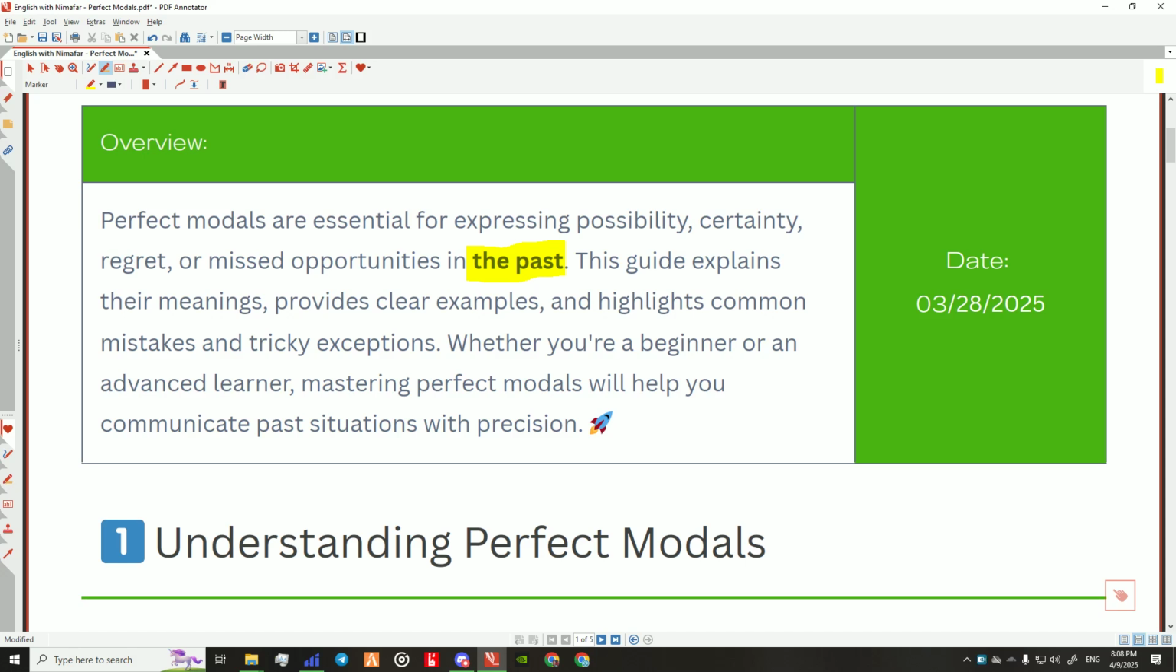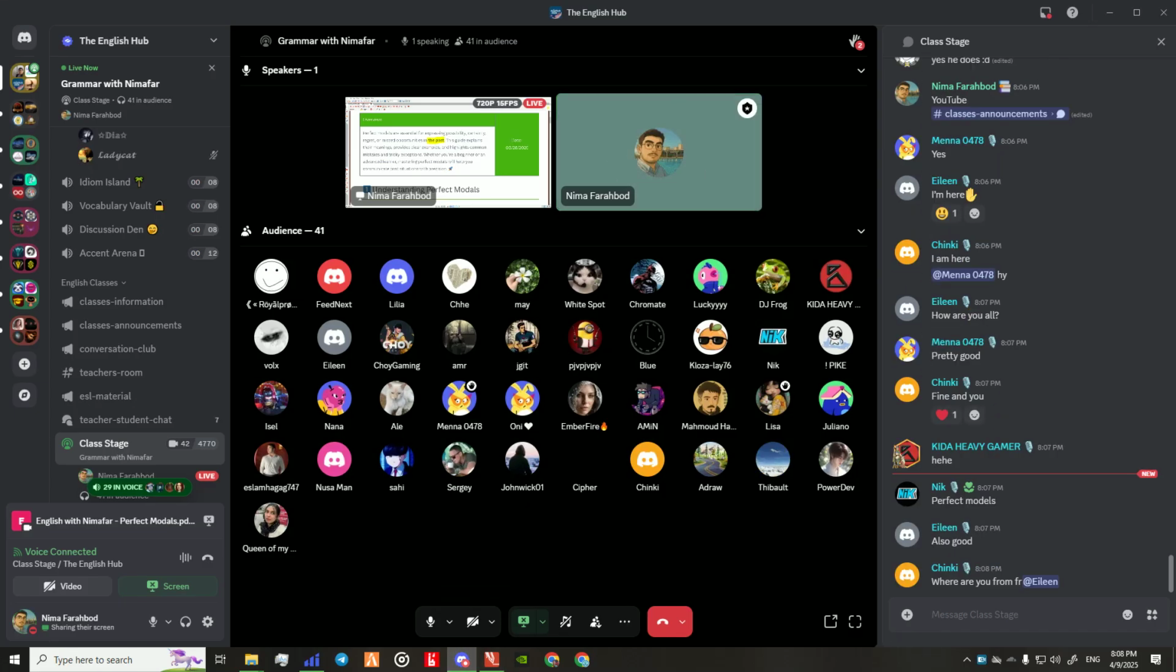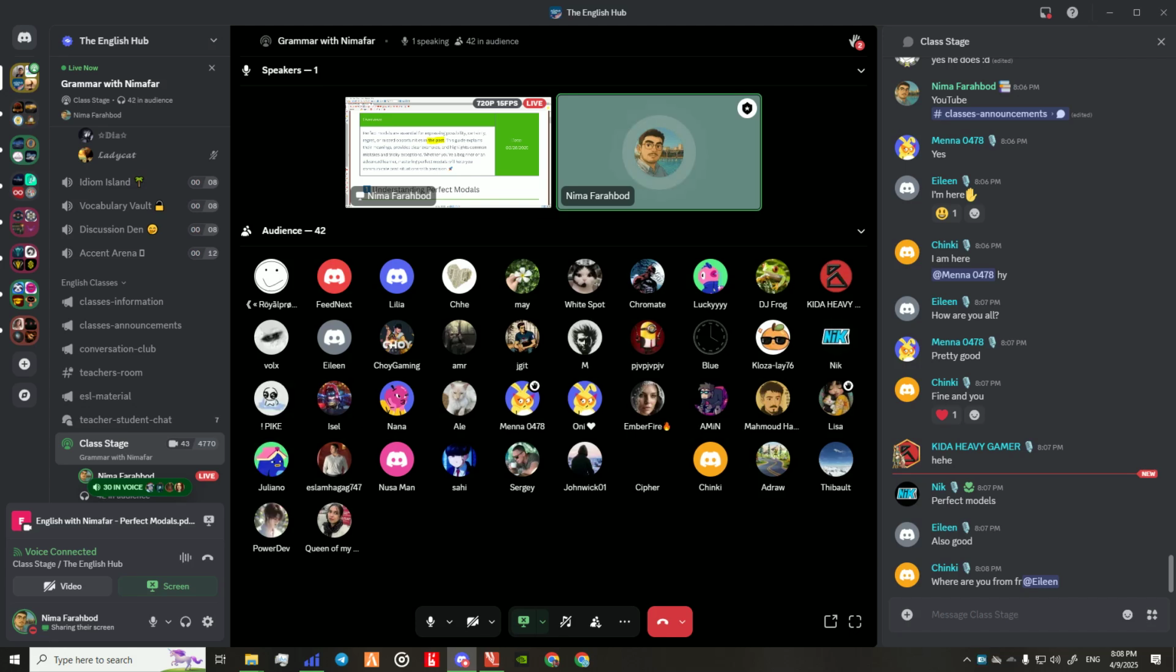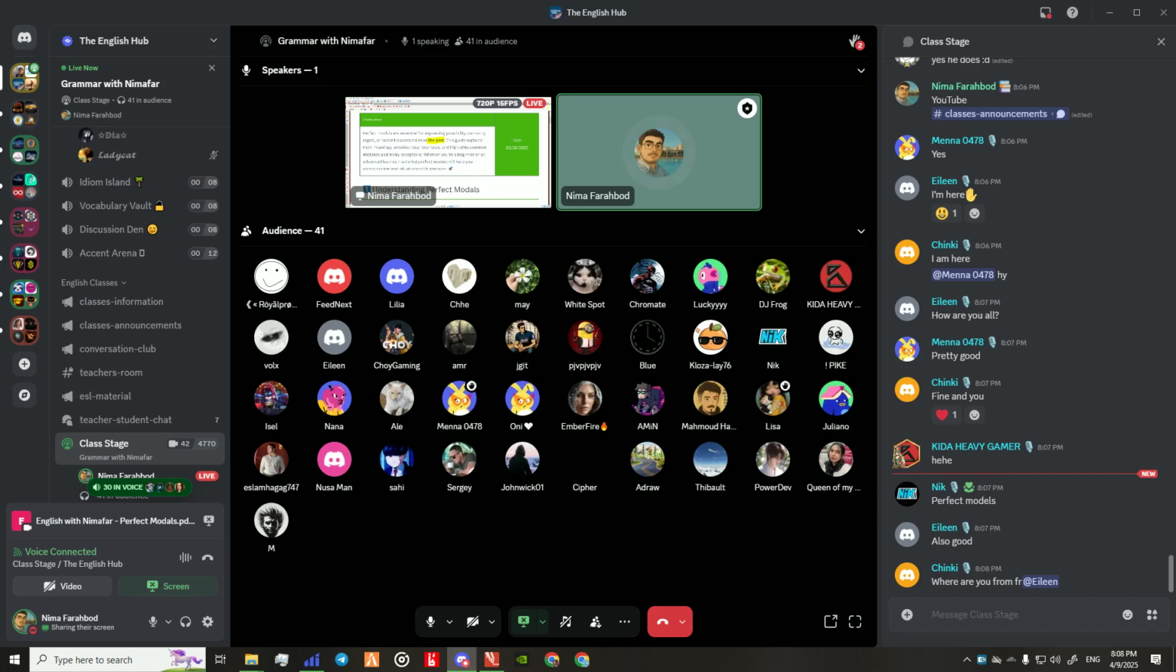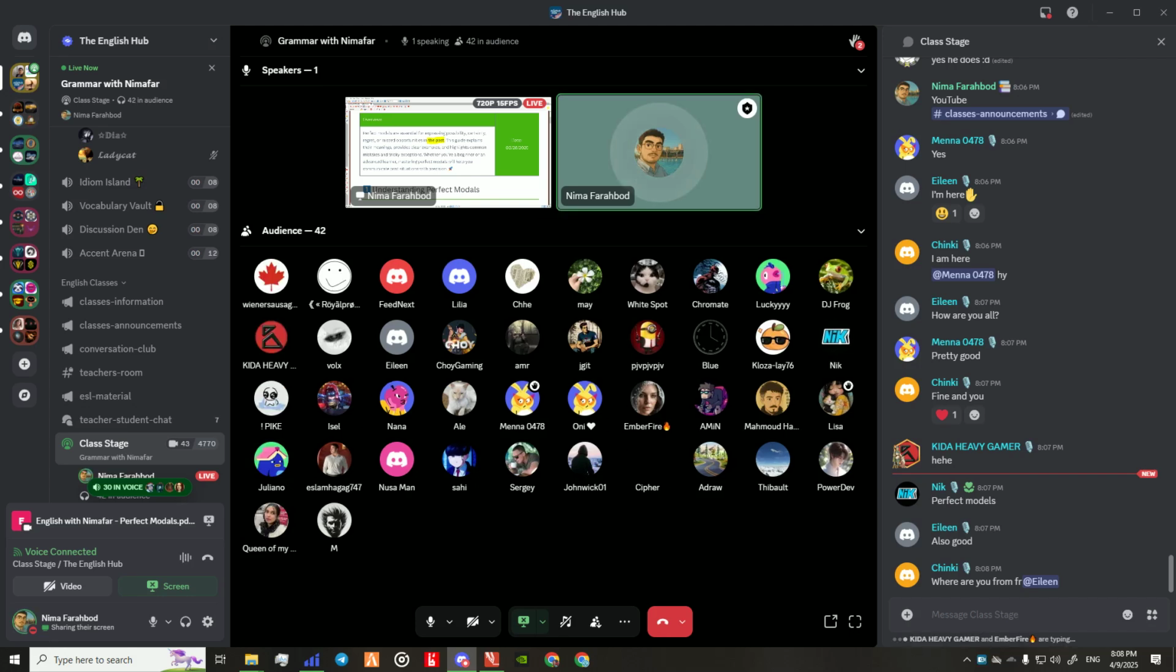So before we start perfect modals, we should know just modals, modal verbs. Of course, you know this. Let's talk about modals for a second. Please type what you think about modal verbs. What are modal verbs? Why do we use them? How do we use them? What do they do? What's the point?